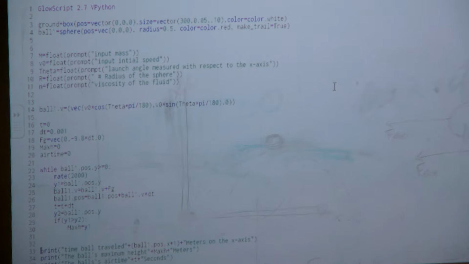These three print statements are going to give us the possibility to compare, because we're going to have two separate codes, one with air drag and one without air drag. The one we are going to show you right now is one where we are considering air drag.